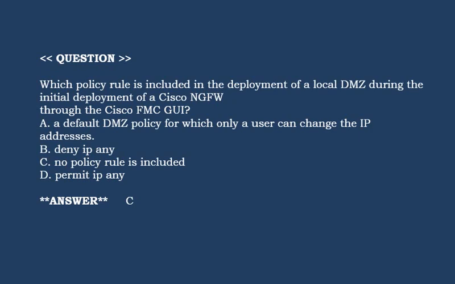Next question is which policy rule is included in the deployment of a local DMZ during the initial deployment of a Cisco NGFW through the Cisco FMC GUI? Option A a default DMZ policy for which only a user can change the IP addresses. Option B deny IP any. Option C no policy rule is included. Option D permit IP any. Correct answer is option C.